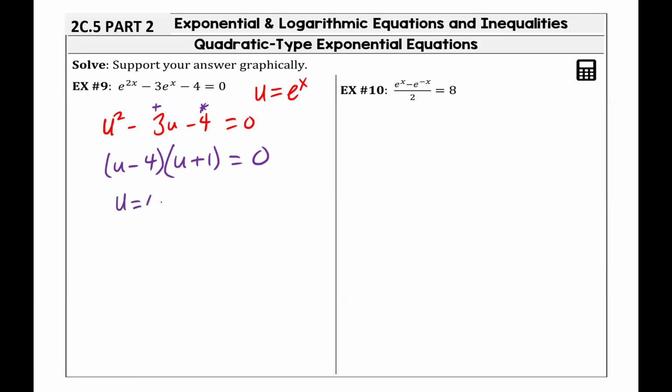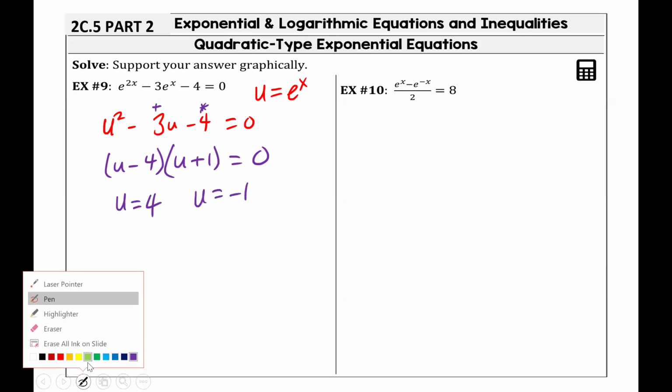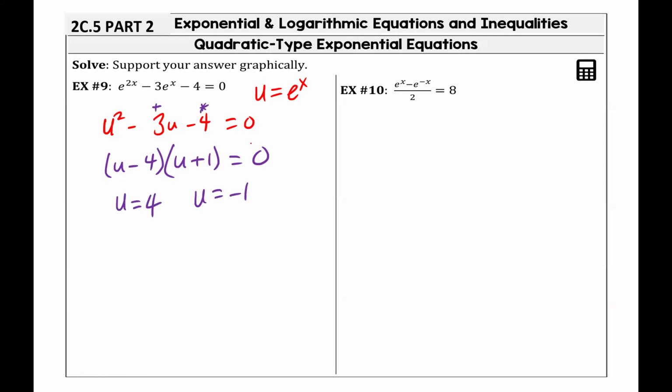So we get u equals 4 and we get u equals -1, which means now we're going to go back to being an exponential. What do we say u equaled? e to the x. So we have e to the x equals 4 and we have e to the x equals -1. This one can't happen, not possible. So we're done, right? Because this will produce an extraneous solution. That's because an exponential can't have a negative result. Does that make sense? So this one, we would stop.